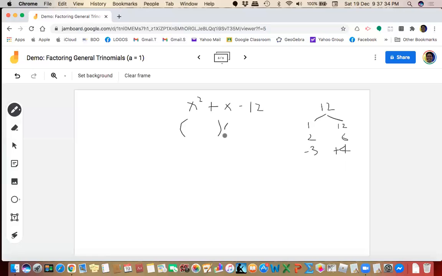Let's write down those factors. So first we split the x, and then we write this down. Negative 3, positive 4. All right, so these are the factors of the given problem.